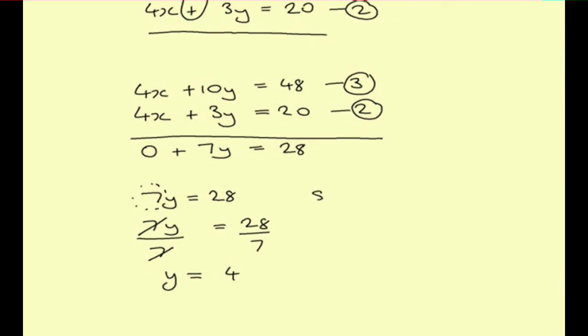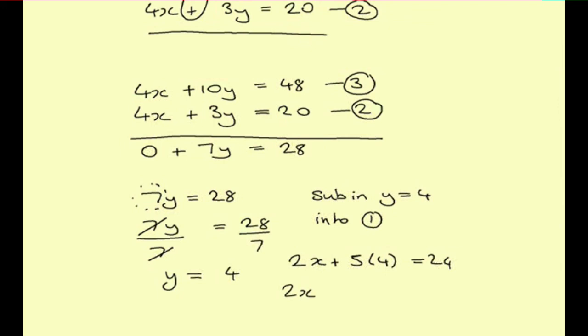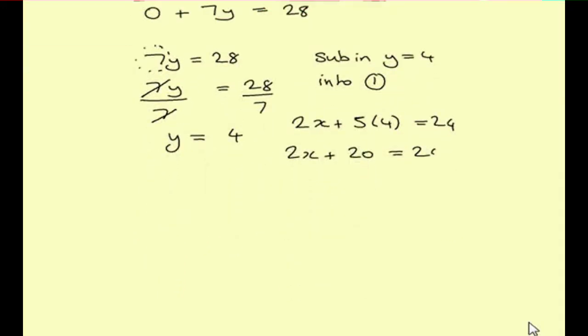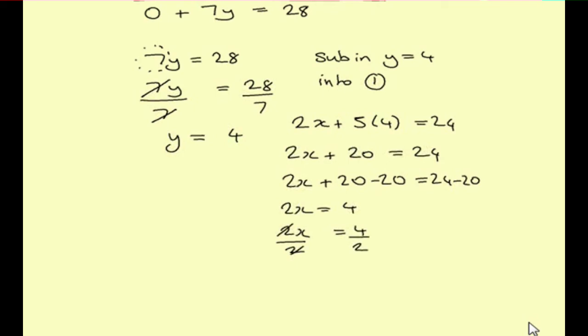So what I need to do now is sub in y equals 4 into one of the equations. So I'm going to sub it into equation 1. So instead of putting y, I'm going to put 4. So 2x plus 20 equals 24. So I've got a linear equation here. So firstly, I'm just going to take 20 from both sides. So 2x is equal to 4, and then I'm going to divide both sides by 2. So I get x equals 2. So I've solved the simultaneous equation.